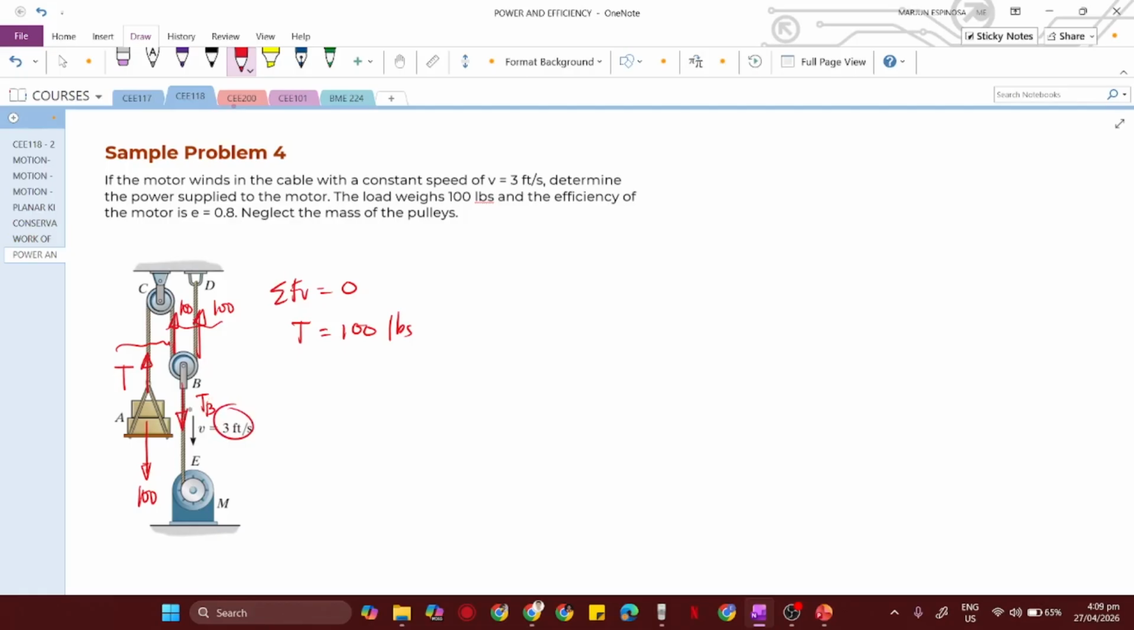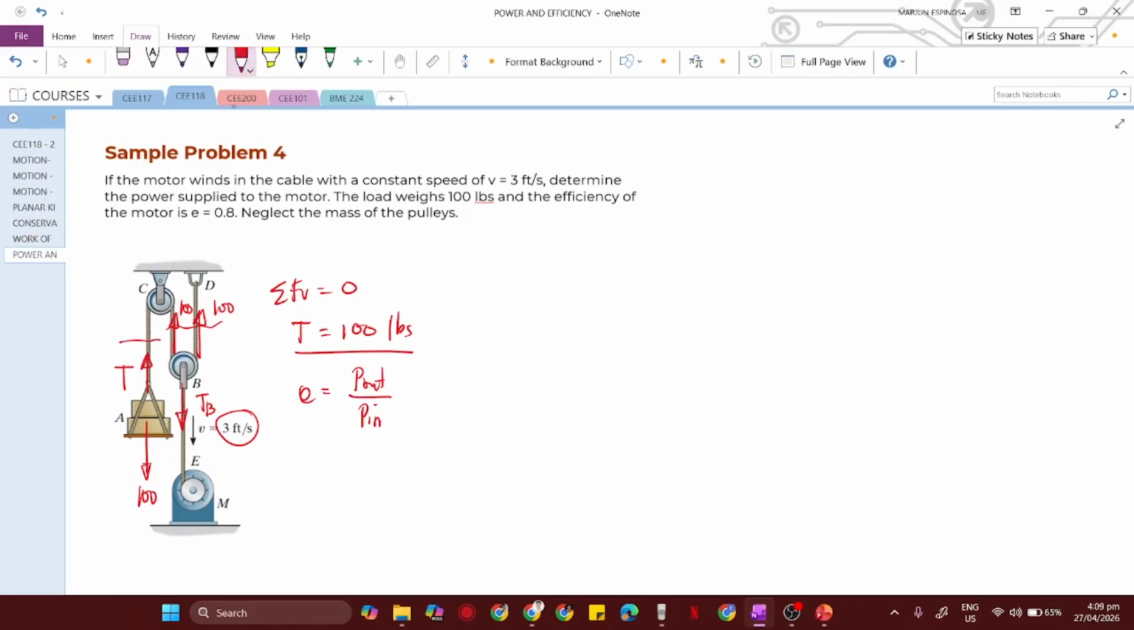Okay, then we have velocity. We just need to solve for the TB, then multiply it by velocity, makukuha natin yung power. Then divide it by 0.8, makukuha natin yung power supplied. Yun lang yun. So efficiency is equivalent to P out over P in. Now, we now have the value of tension which is 100 pounds.